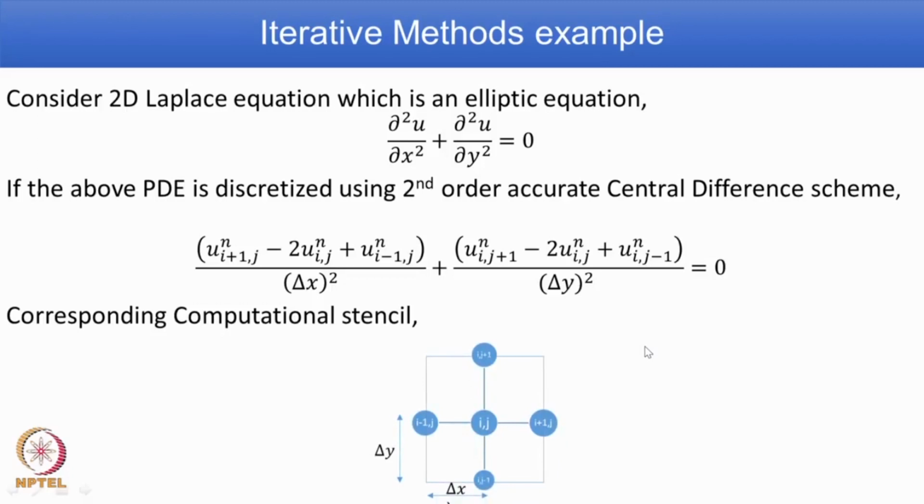A corresponding computational molecule is shown here. i, j is the point of interest, and we consider values from the neighbors i minus 1 comma j, i plus 1 comma j in the x direction. Similarly, in the y direction you have i comma j plus 1 and i comma j minus 1. So, these 4 neighboring nodes contribute to the solution at node i comma j.